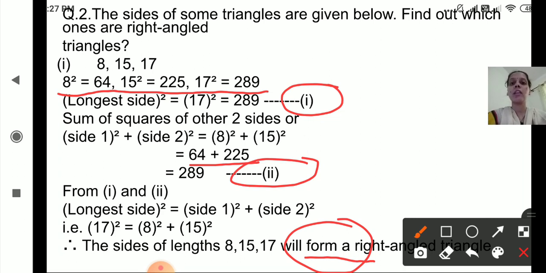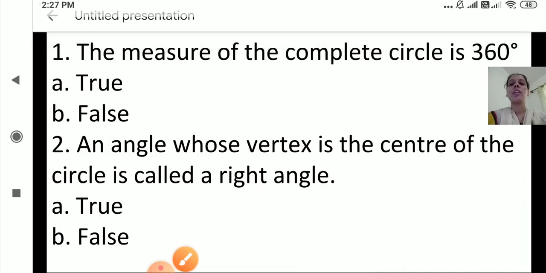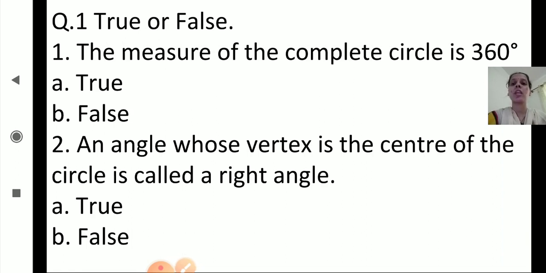Okay, hope you are clear with this. In the first statement you will find the longest side square, and in the second statement you will find side 1 square plus side 2 square. So from 1 and 2, if longest side square is equal to side 1 square plus side 2 square, then it will form a right angle triangle. If longest side square is not equal to side 1 square plus side 2 square, then it will not form a right angle triangle. Now we will see the next. These types of questions can come from lesson number 11 and lesson number 13 both. So we will see the questions now.